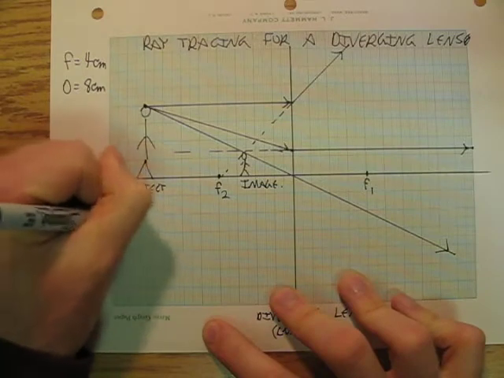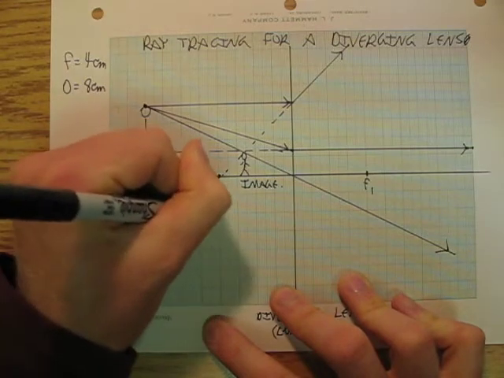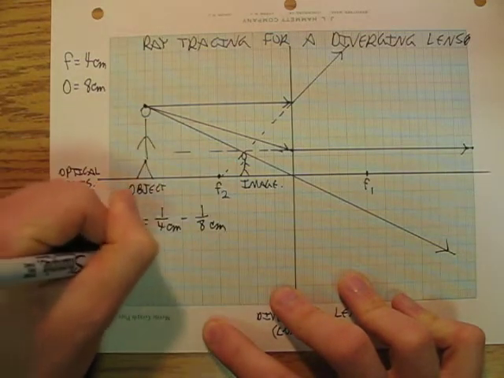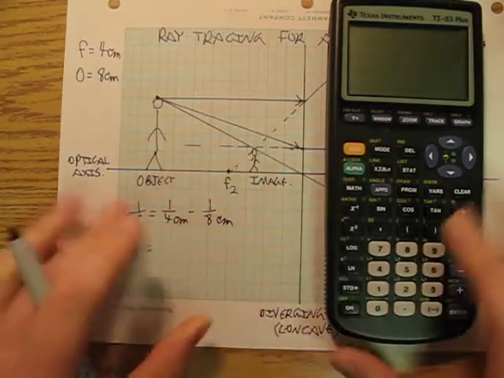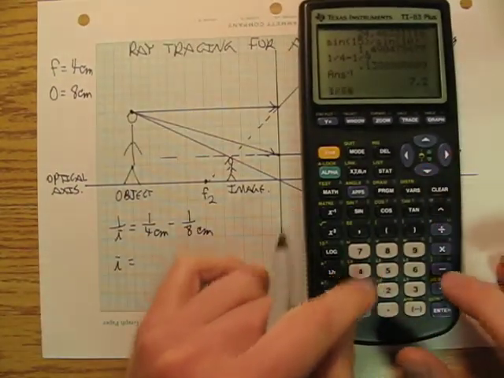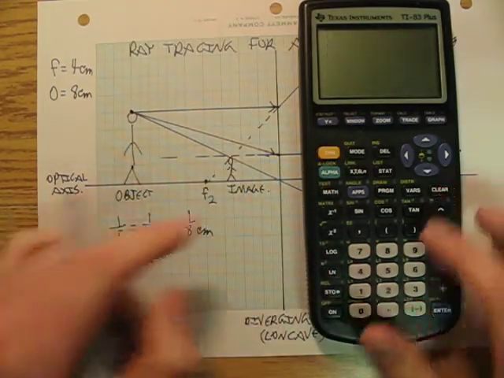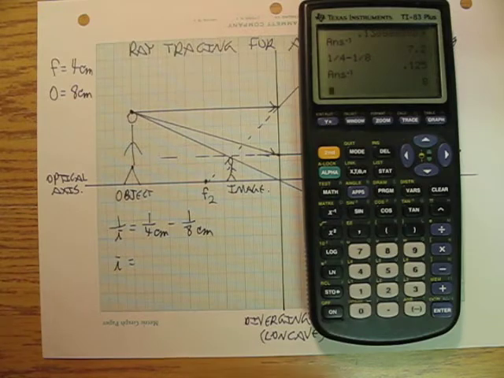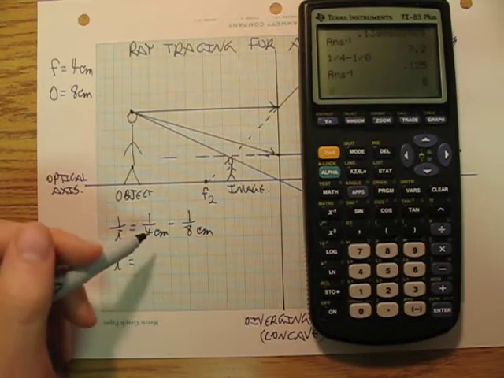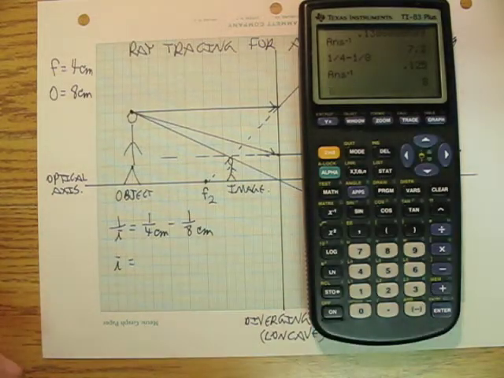And so I go 1 over I is equal to 1 over 4 centimeters minus 1 over 8 centimeters. And so I is going to be one divided by 4 minus 1 divided by 8. Oh, stop. Hang on. We gotta remember. Why did I get something wrong? If I do this, I get 8. But it's not 8. Oh, I remember what I did wrong.